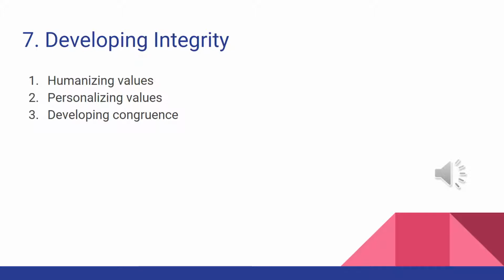The last vector is developing integrity, and this has three parts to it, much like the first vector. In this vector, we have humanizing values, personalizing values, and developing congruence.